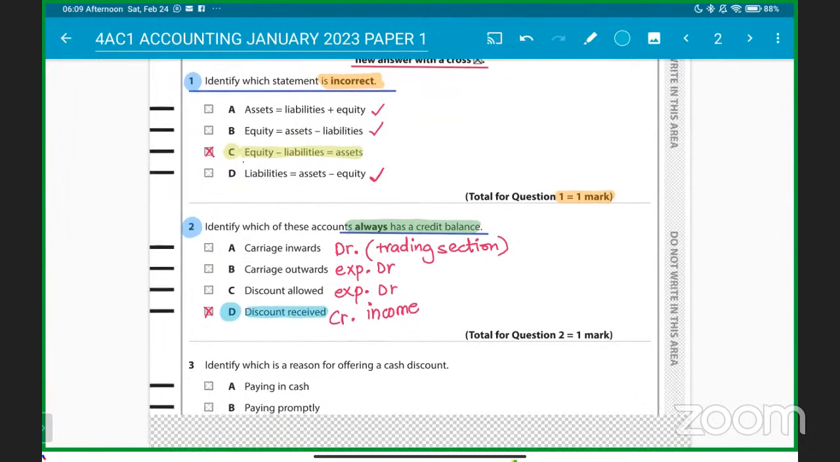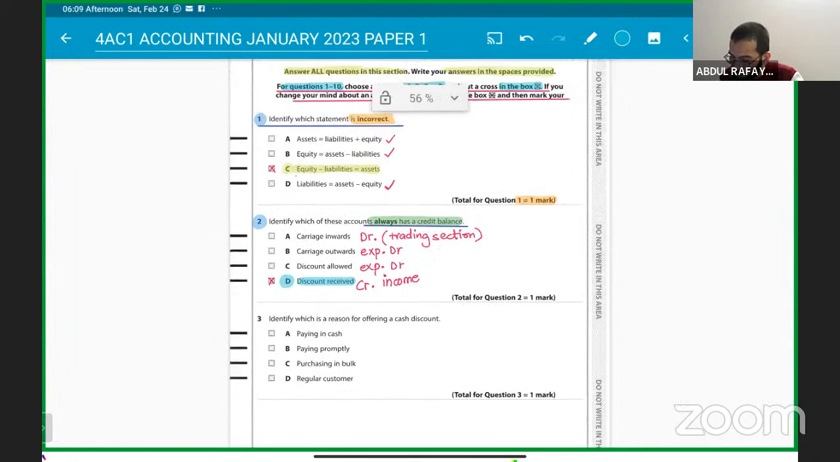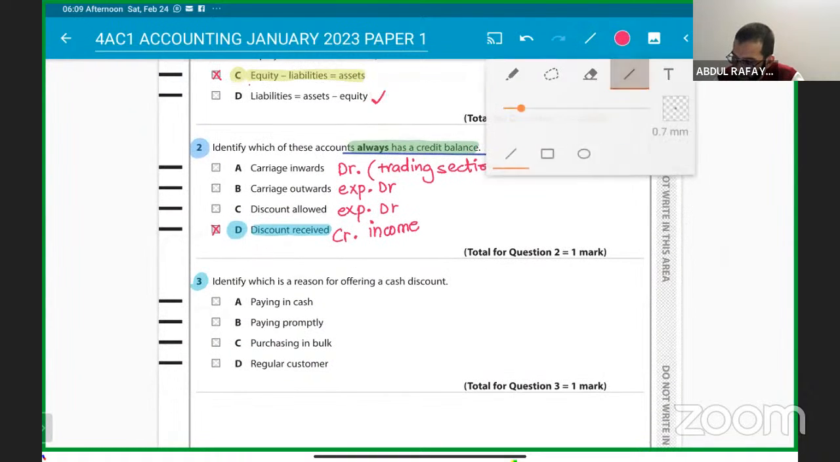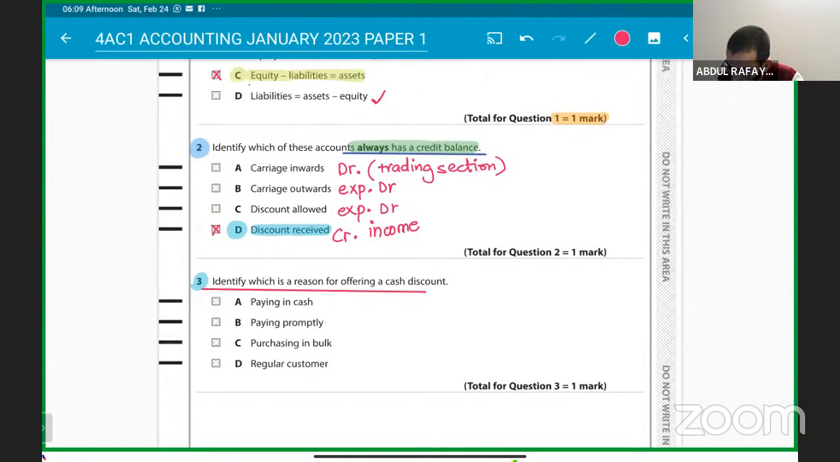No, sir. Moving forward to question number three on the first page: identify which is a reason for offering a cash discount. So why do we offer a discount allowed?